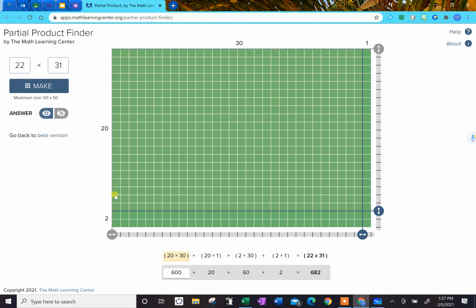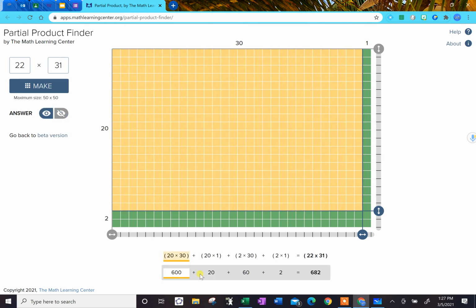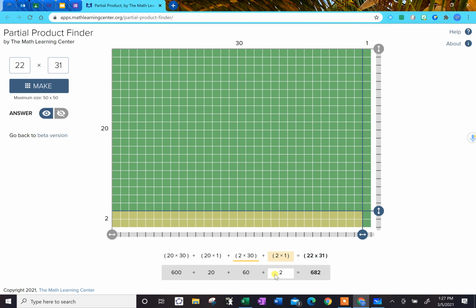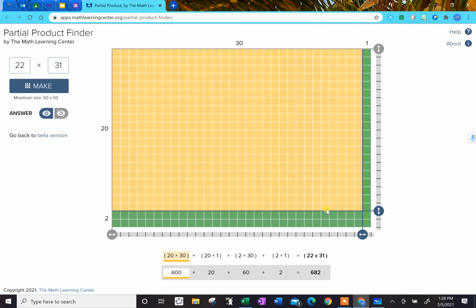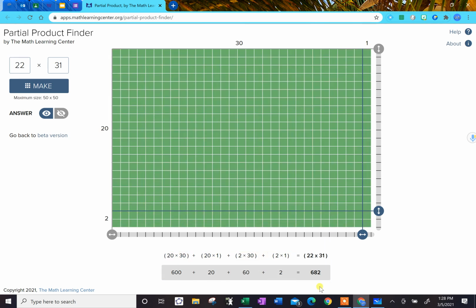So let's check it out. Sure enough, 600 plus 20 plus 60 plus 2: 620, 680, 682. That's our answer. And that's it. Partial products, super duper useful in understanding how to multiply large numbers, breaking it down, and using the area method. Hope you enjoyed.